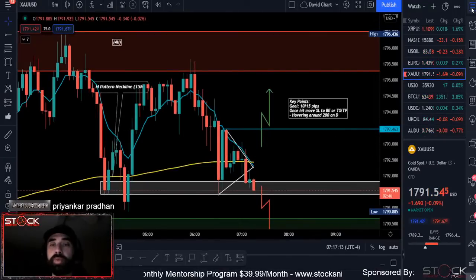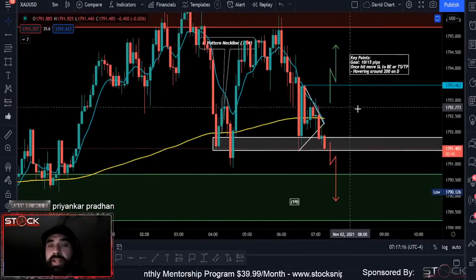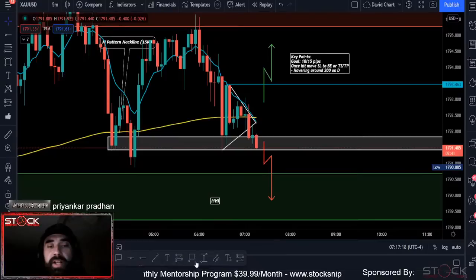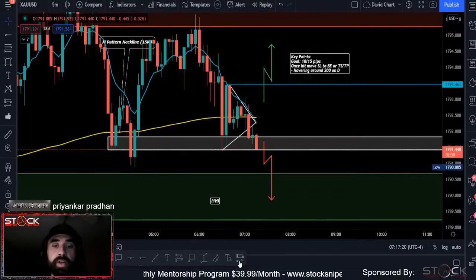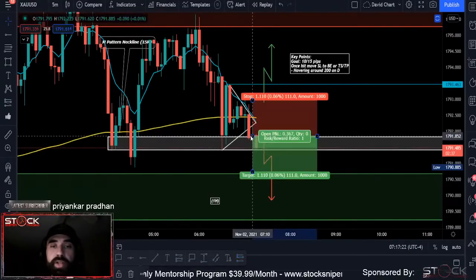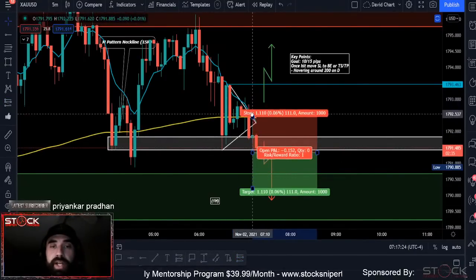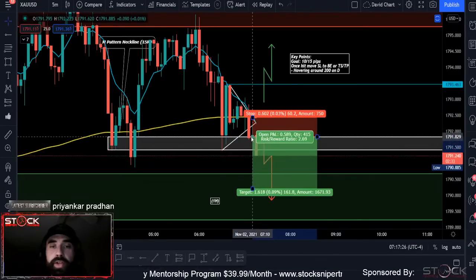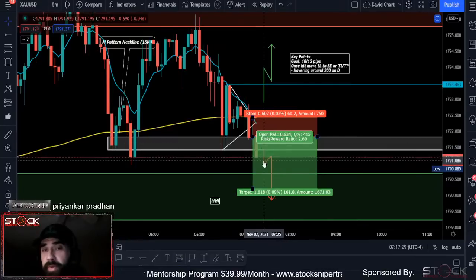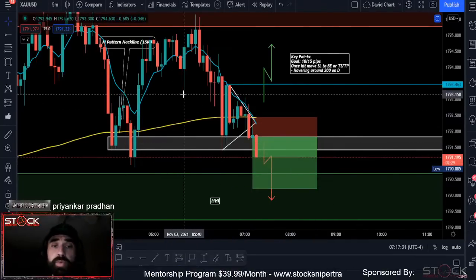So here's gold. Remember, starting to form that 15-minute neckline break. So short position would be right here, guys. All right, if you're looking at putting any kind of stop loss, you could put it at the 200. That would be following this pathway right here, okay?